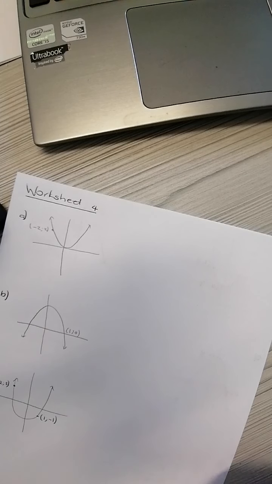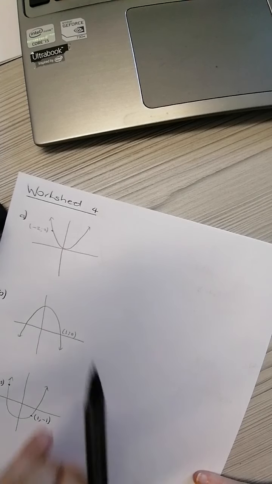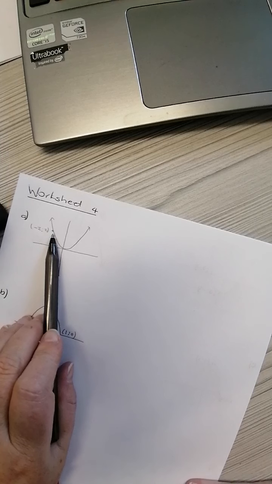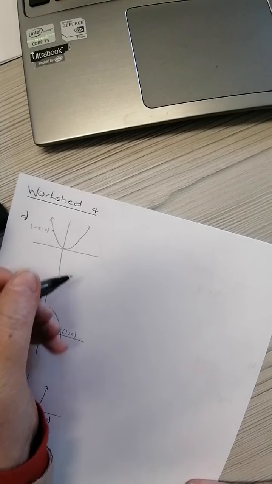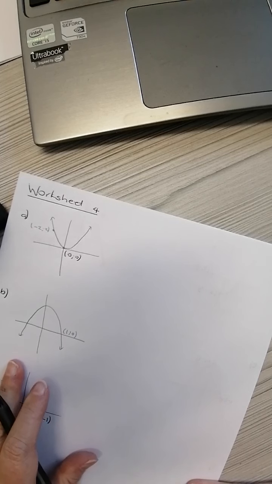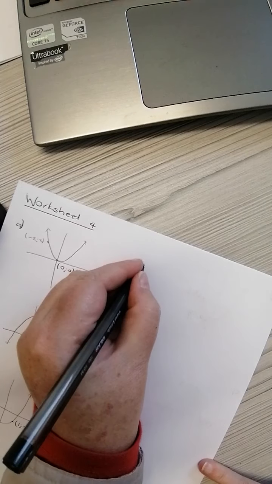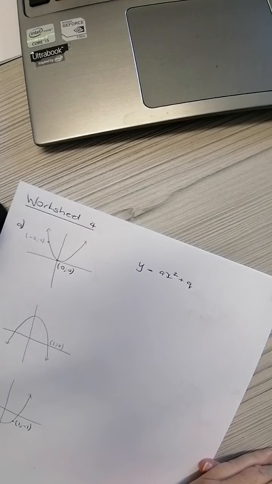We're now going to do the memo to worksheet 4 where you had to determine the equation of the following parabola graphs. Okay, let's have a look at the first one. You've been given a point (-2; 2) and you can't get an equation if you only have 1 point. You have a point here which is the turning point (0; 0). So you use your general equation, y = ax² + q.